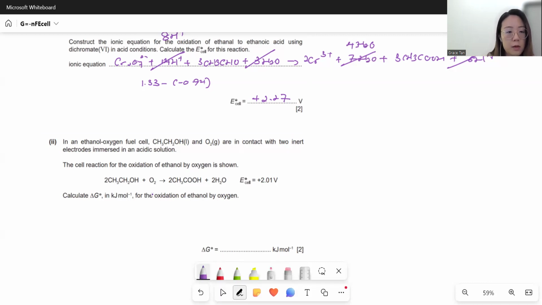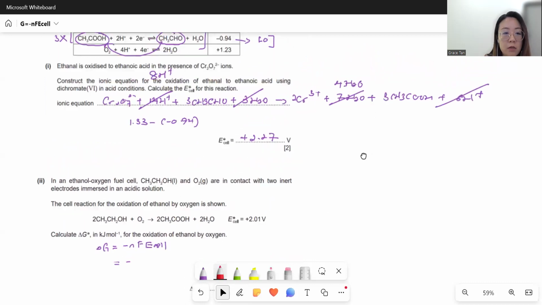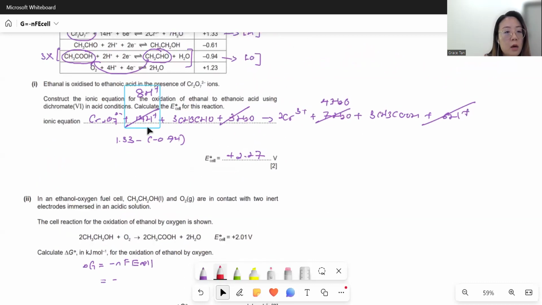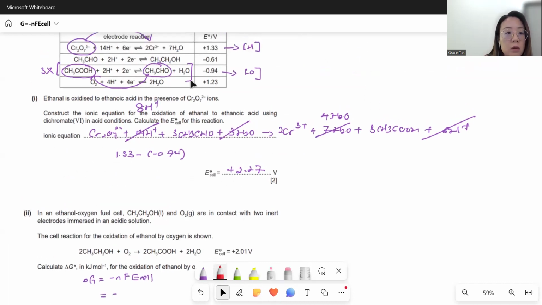So first, we take the formula delta G equals minus nFEcell, and we want to calculate delta G, right? Now, the question that we need to address is how many moles of electrons are involved in this redox or in this cell. So we may have to look at more information from the table. Do we have ethanol to ethanoic acid here in the half equations? We do not have ethanol to ethanoic acid, right?